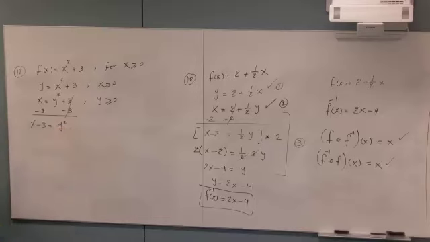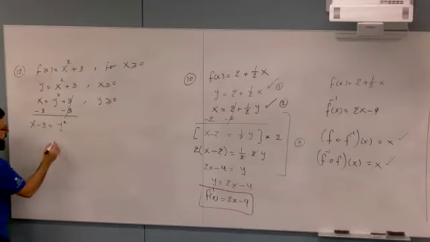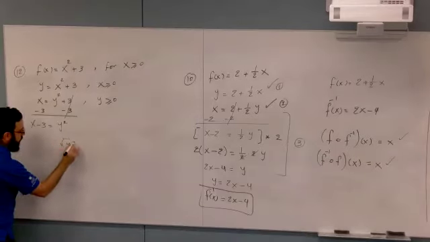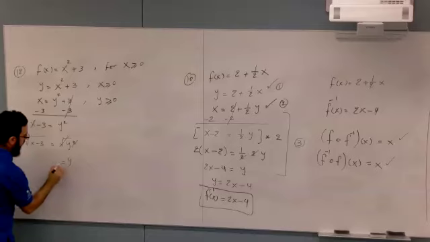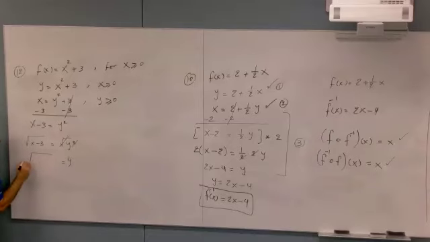Y squared. Next step, I need to find the value of y. So I'm going to take the square root of both sides. Square root of y squared, square root of x minus 3. How much is the value of y? Plus or minus. Now, how many values do I have for y?